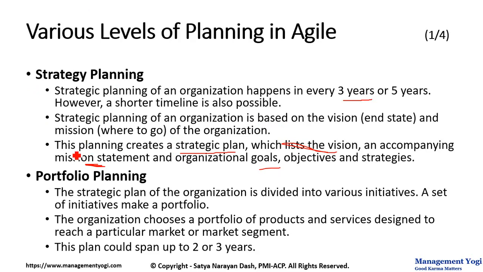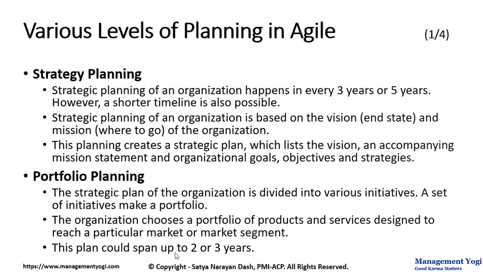Next to strategic planning, we have portfolio planning. The strategic plan of the organization is divided into various initiatives. A set of initiatives makes a portfolio. Let us say we divided the strategic plan into 20 initiatives. Now I can club Initiative 1, Initiative 3, Initiative 5 as one portfolio, Initiative 7, Initiative 11, Initiative 15 as another portfolio, and so on. The organization chooses a portfolio of products and services designed to reach a particular market or market segment. So inside portfolio, we'll have product related planning. And this portfolio planning could span up to 2 to 3 years.